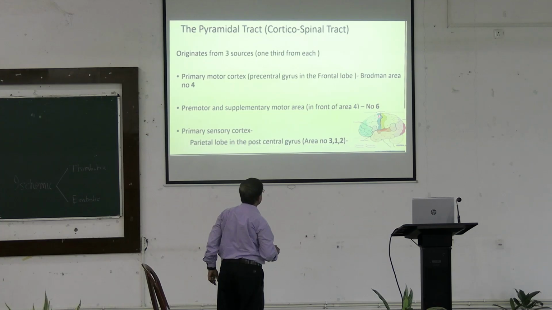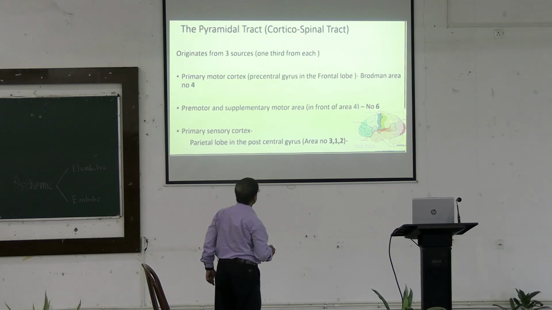That blue area is the central sulcus. The part in front of it is the precentral motor area. Here is the precentral gyrus, the primary motor cortex. In front of the motor cortex, the grey area you see, there is the premotor area, and in front of that, the supplementary motor area.